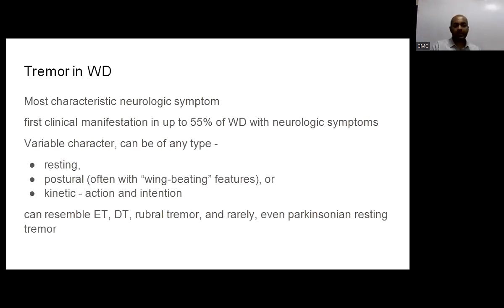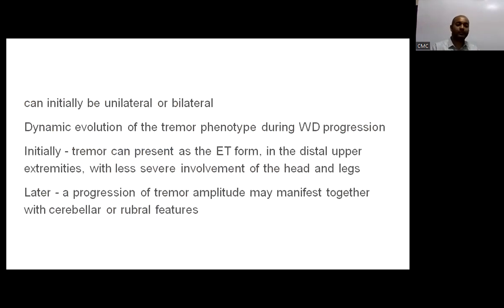Right. So let's look at tremor in Wilson's disease. This is the most characteristic neurological symptom. It is the first clinical manifestation in 55% of Wilson disease patients with neurological symptoms. It can have many phenotypes: resting tremor, postural tremor, most often with wing beating features, or kinetic tremor. It can resemble essential tremor, dystonic tremor, rubral tremor, and rarely even a Parkinsonian tremor can be mimicked. It can be unilateral or bilateral.